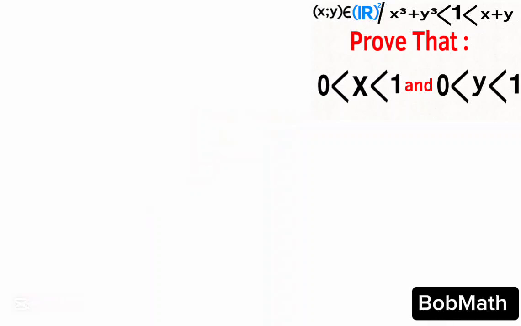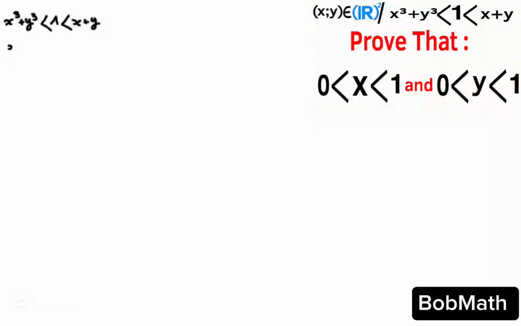Well, what exercise is as follows. We have x and y as real numbers, and we have x cubed plus y cubed less than 1 and 1 less than x plus y. Show that x is greater than 0 and less than 1, and y is greater than 0 and less than 1.